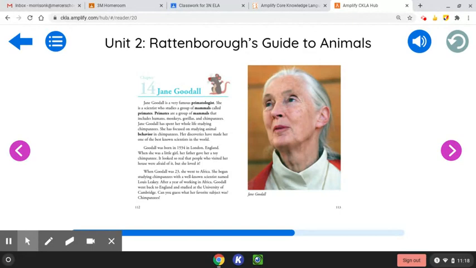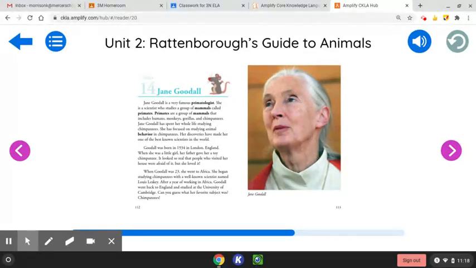Goodall was born in 1934 in London, England. When she was a little girl, her father gave her a toy chimpanzee. It looked so real that people who visited her house were afraid of it, but she loved it. When Goodall was 23, she went to Africa. She began studying chimpanzees with a well-known scientist named Louis Leakey. After a year of working in Africa, Goodall went back to England and studied at the University of Cambridge. Can you guess what her favorite subject was? Chimpanzees. Okay, so she's always loved studying chimpanzees.